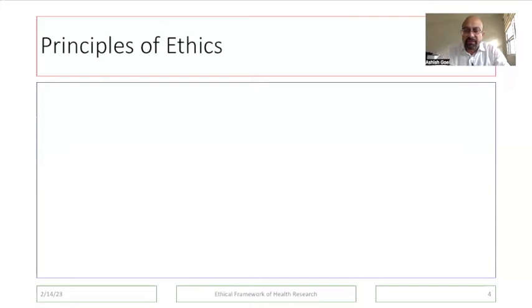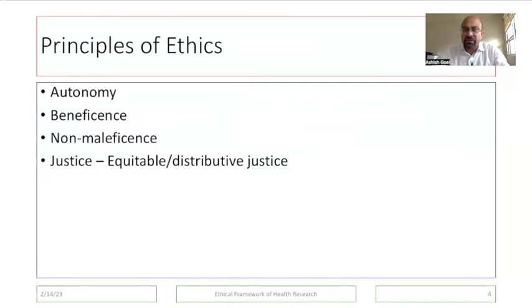There are four principles of research ethics. One is autonomy, beneficence, non-maleficence, and equitable or distributive justice. So, not very difficult. Autonomy means that the patient or the individual or the research participant has the right to decide what they want to choose for themselves. Beneficence, there should be a benefit arising out of the treatment or of the research study that you are conducting. Non-maleficence, obviously there should be no harm as a part of your research or treatment.